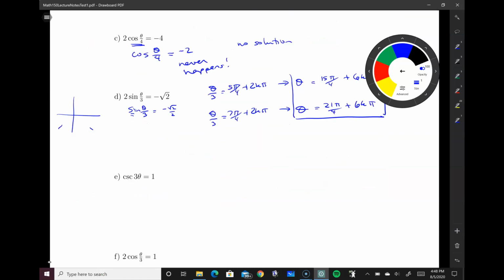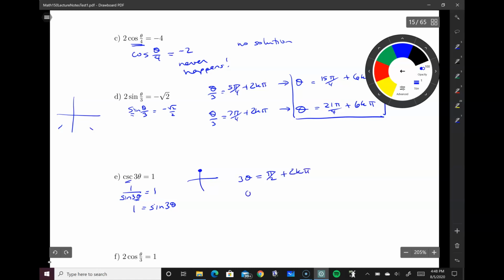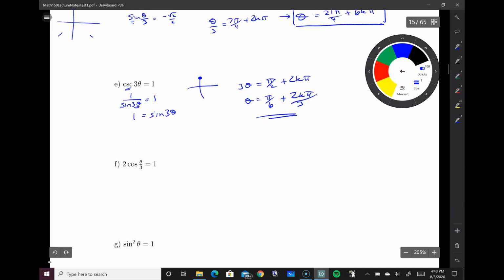All right, so cosecant is not as easily identified as sine and cosine. So I'm going to take the time to rewrite this as 1 over sine 3 theta. So the angle carries along. Now cross multiply, so I have sine of 3 theta is equal to 1. When does that happen? So the sine is equal to 1 up here. So 3 theta is equal to pi over 2 plus 2k pi. So dividing through by 3, this is the answer.